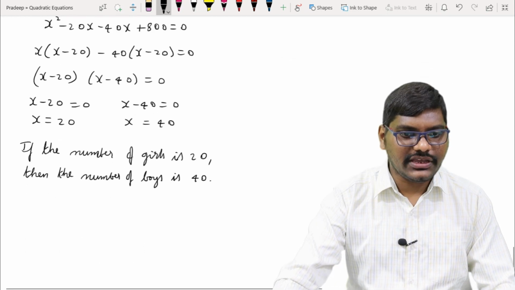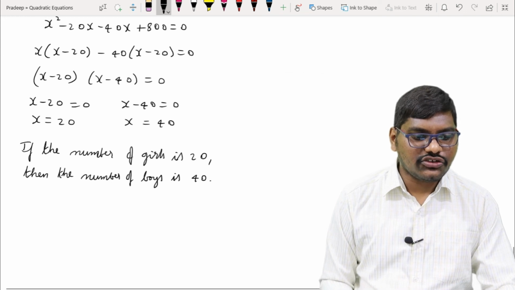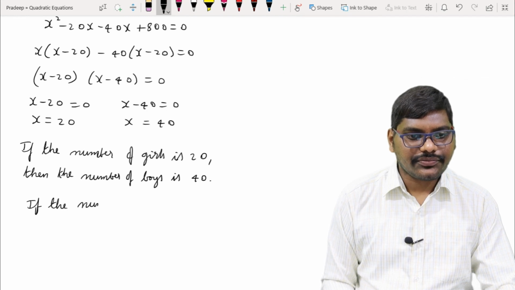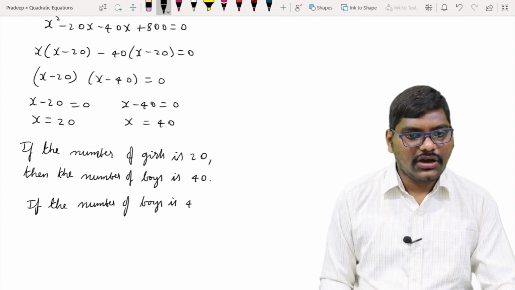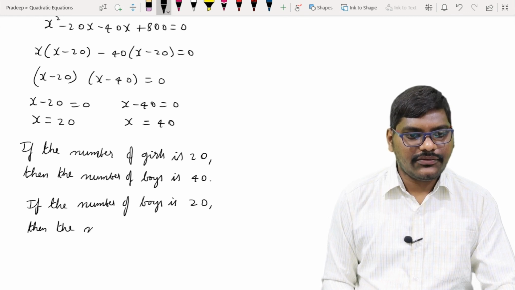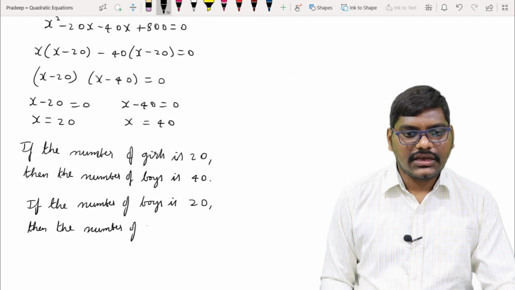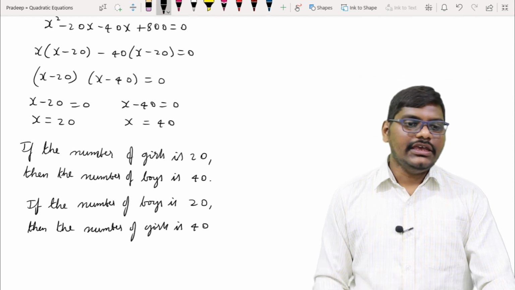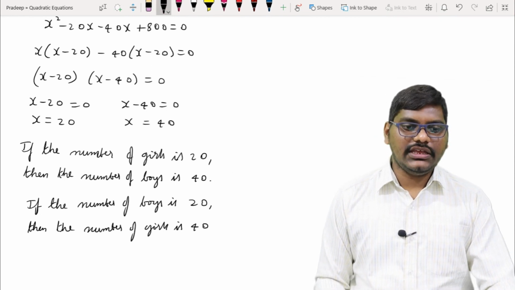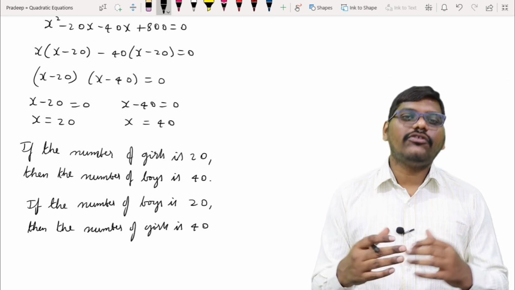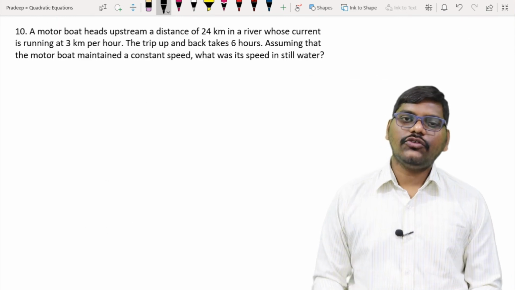So same thing, we'll just write over here the next conclusion. So that is, if the number of boys is 40 or boys is 20, then the number of girls is how many? There were 40. If the girls were 20, boys should be 40. If the boys were 20, then the girls should be 40. Alright, so this is all about this question. Let's go for the next one, the 10th question.